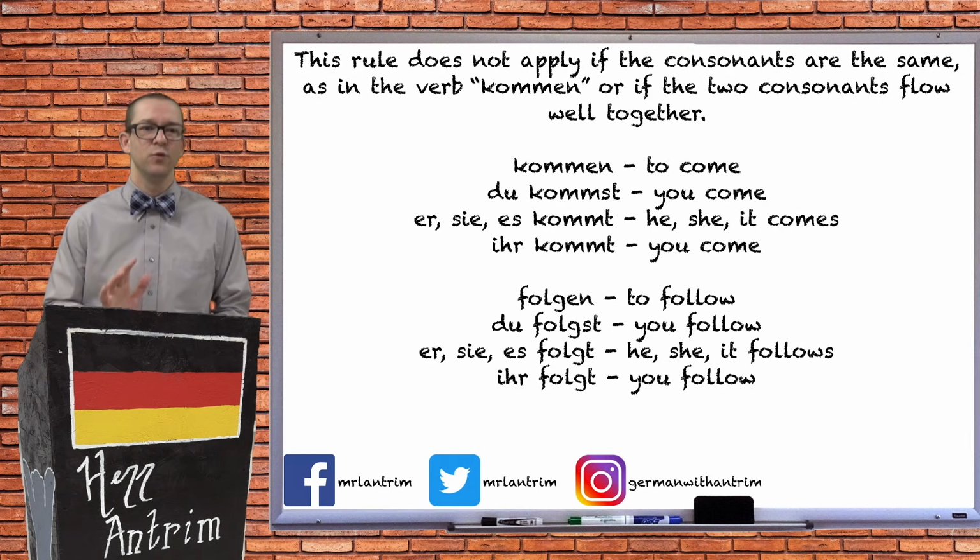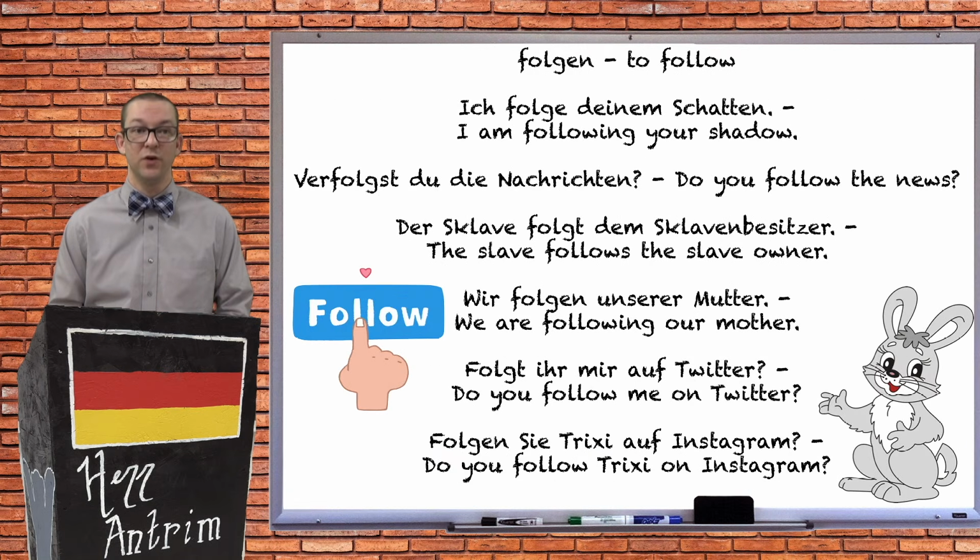To be clear, this rule does not apply when you have two of the same consonants together, as we saw in the verb kommen, or if you have two consonants that flow together. This includes the verb folgen, which has two consonants, L and G, which are next to each other, but because they flow together when you say them, you don't need to separate the stem and the verb ending with the extra E. Folgen, to follow.